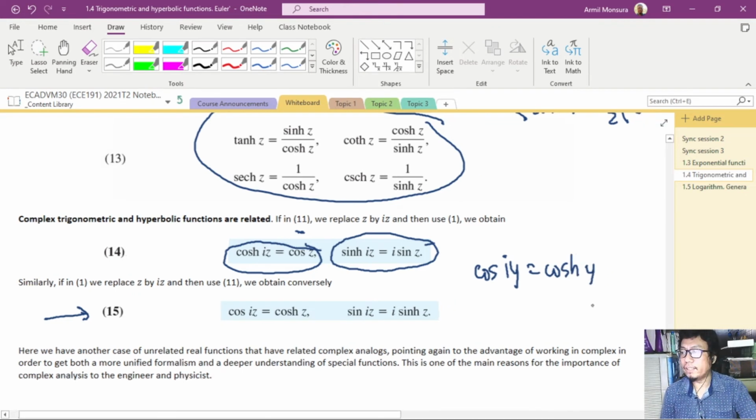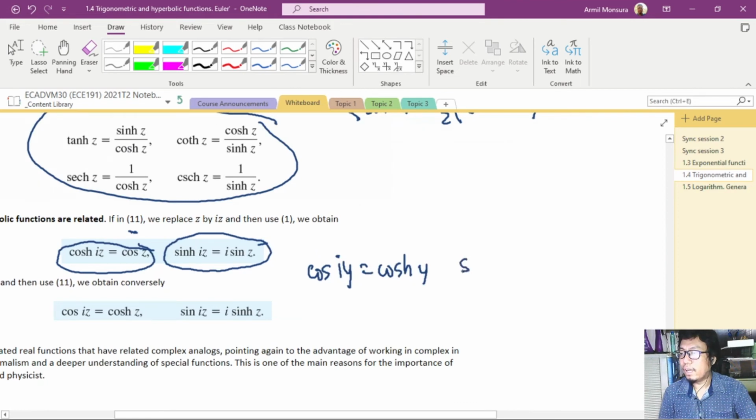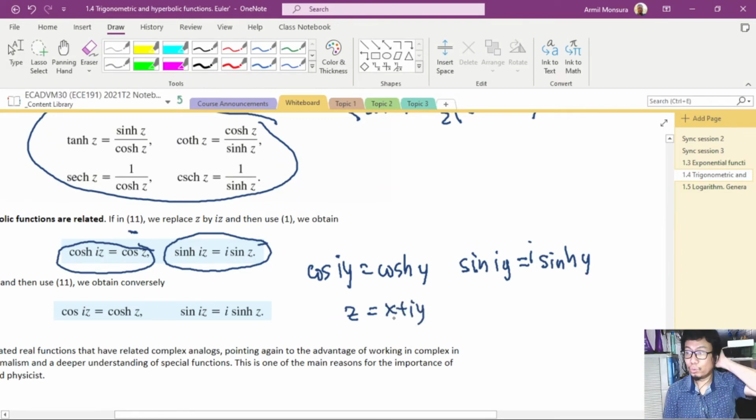Okay, and sine of iy is equal to i hyperbolic sine of y. Okay? Now, we'll just replace values. Instead of using y, we'll replace it with z. And z here is basically the general complex number that you have, x plus iy. And still, it would hold true. These formulas would still hold true.